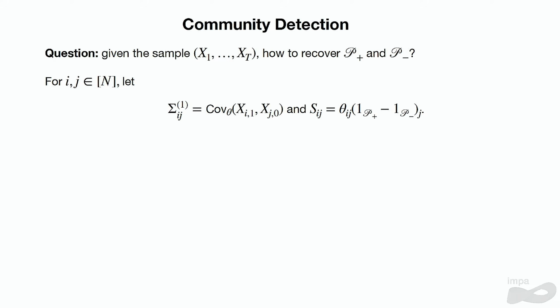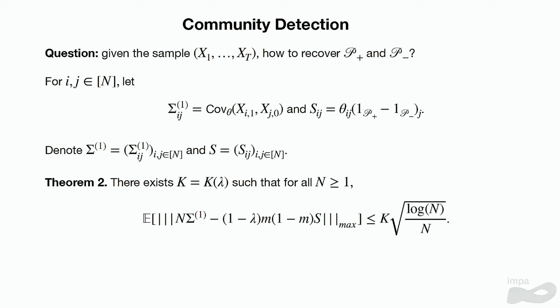So if you define these two quantities and consider the corresponding matrices, what we can show is that if I scale this one-time-unit lagged covariance matrix by n, it converges to this matrix S times some quantity, which is m times 1 minus lambda. Okay, we can show that. So we can find exactly the limits of n times this covariance matrix.